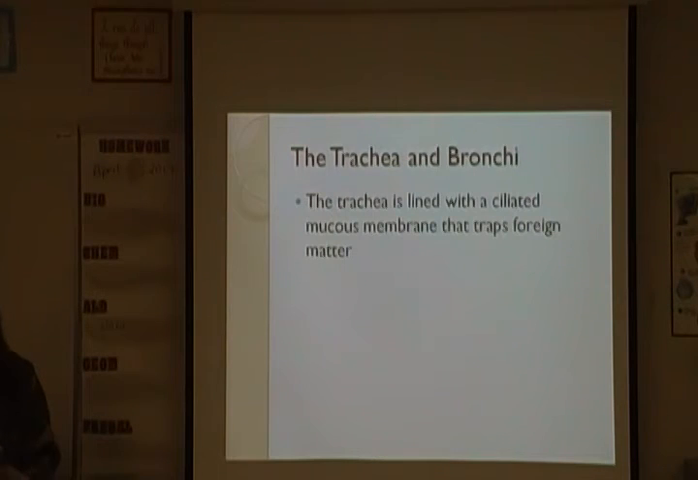For the ciliated mucous membrane, it does trap that foreign matter. If you get anything foreign in there, it gets trapped in the mucous membrane. These little cilia push it back up to the back of your throat. Push, push, push, and then you swallow it. So when you periodically swallow your saliva throughout the day, you're swallowing foreign matter as well. That gets digested in your stomach.